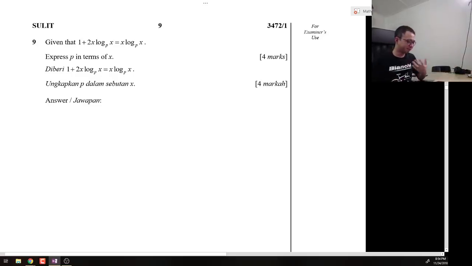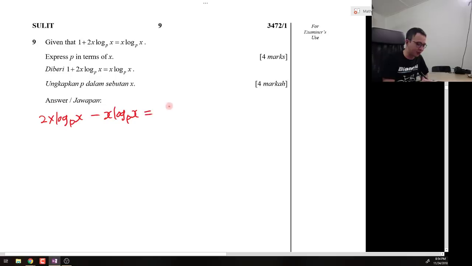Alright, so log question. Yeah, this log question is a bit weird, but it's not too bad. First thing is I move the 1 to the other side. Minus x log p x equals to negative 1. Because the 1 I move to the other side is negative 1, this one I move to this side is minus. Alright.